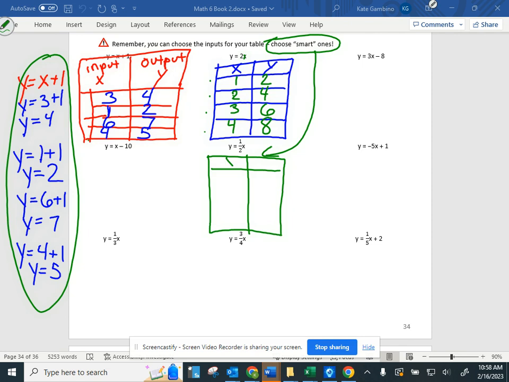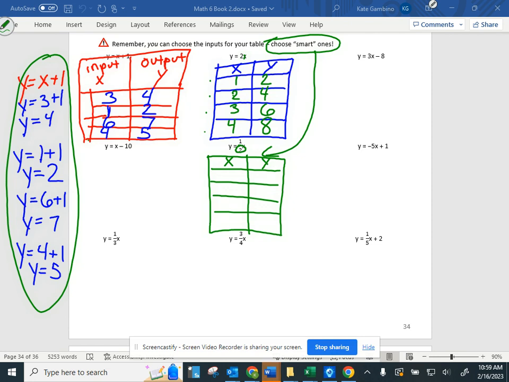So you always have to have x, y at the top. We need at least 4 entries, so I'm making 4 rows. So first step is to draw your function table. Then we're going to decide what we're putting in for our x. I see that my denominator is a 2.